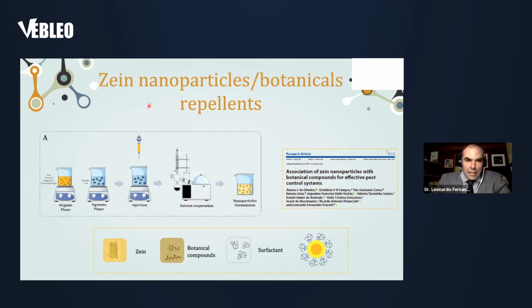In the first example, we prepared some Zein nanoparticles with botanical repellents. Zein is a corn protein, and it is an interesting system to prepare nanoparticles because we can dissolve it in an ethanolic solution, add the active ingredients, and just mix this under magnetic stirring in aqueous solution with a surfactant. After this stage, we just evaporate the ethanol, and you have this suspension with the nanoparticles. So it's a very green way to produce these nano biopesticides.